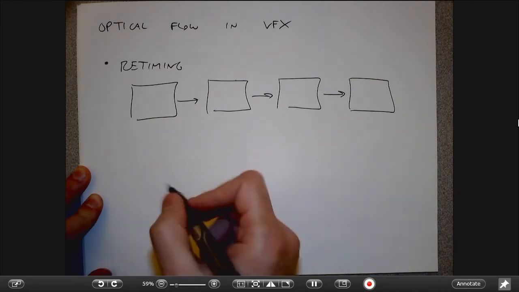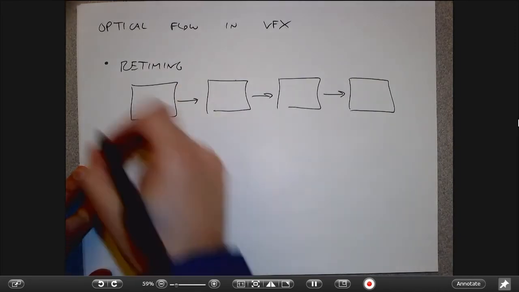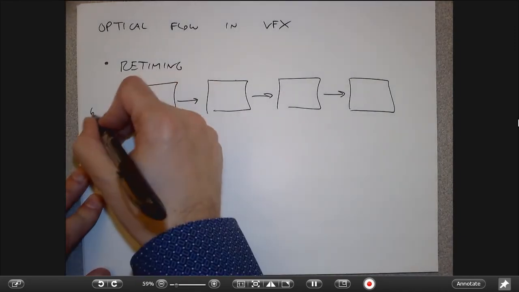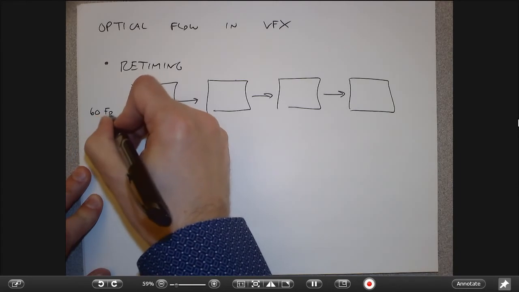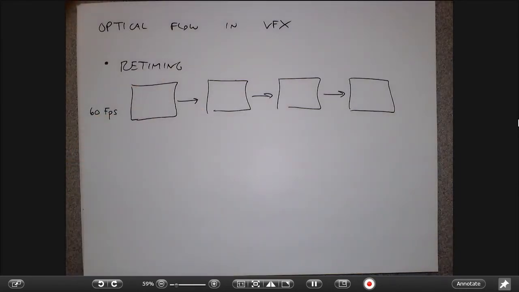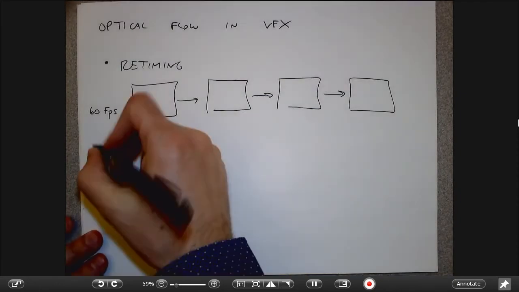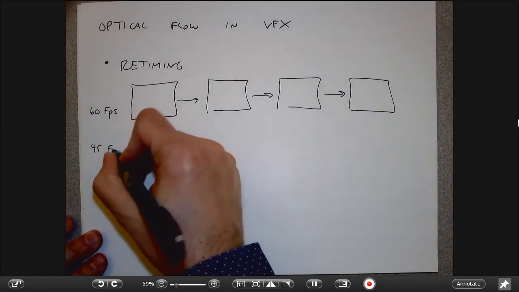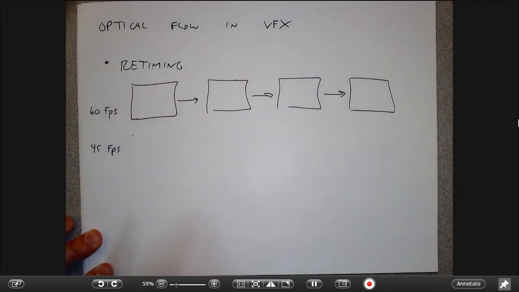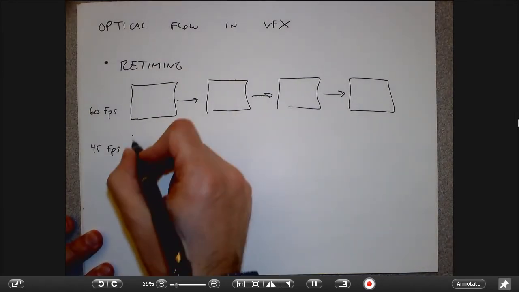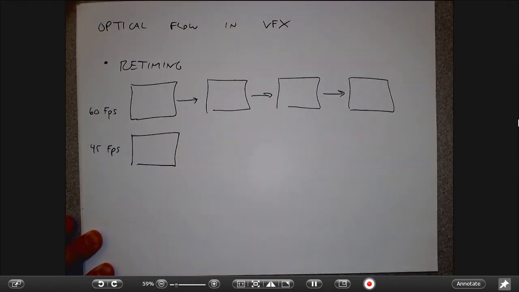So say this is, for example, a 60 frame per second camera. So I'm using this to record some faster than normal action, right? And now what I want to do is slow this down to, say, 45 frames per second. And so how would I, so suppose my first image is the same, okay?